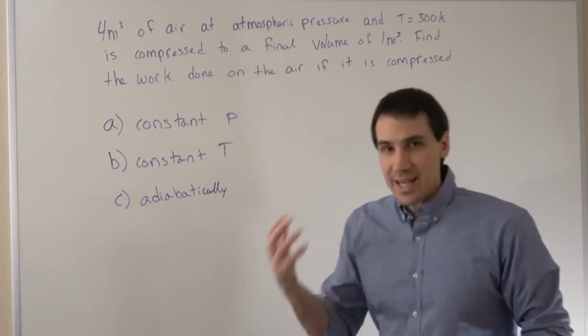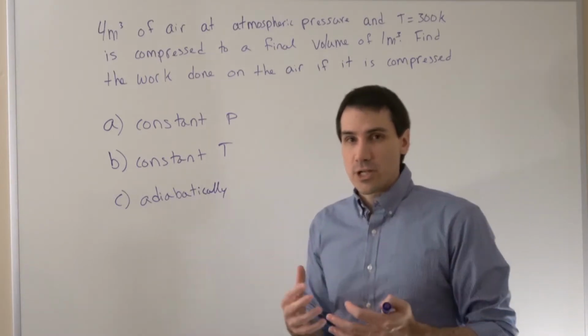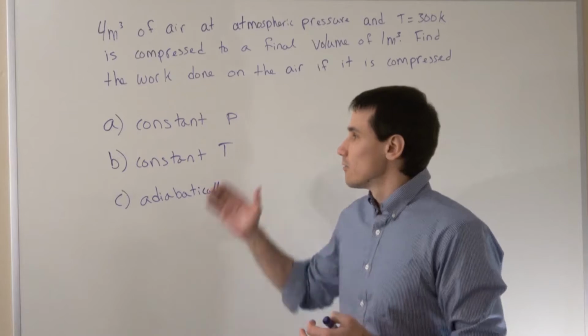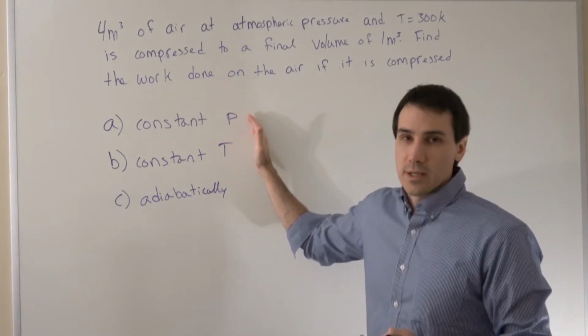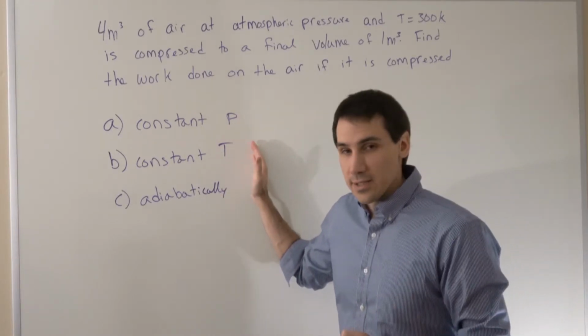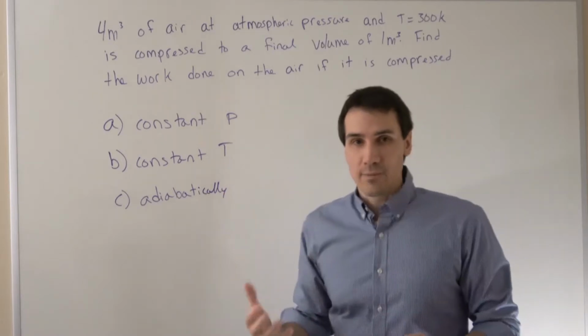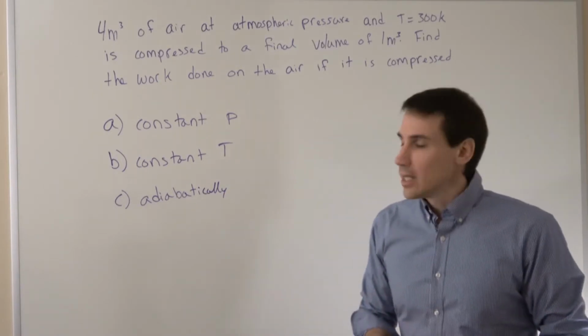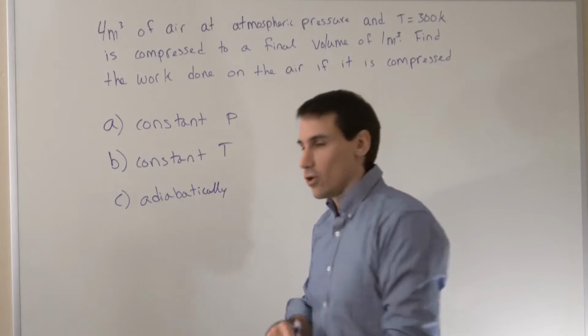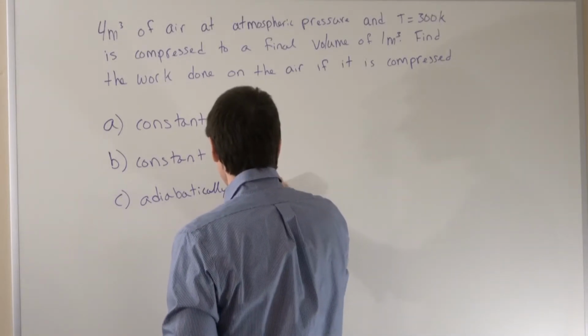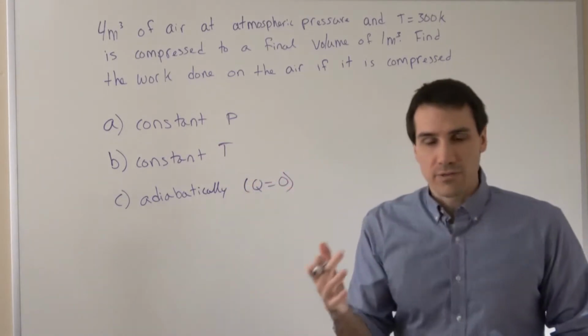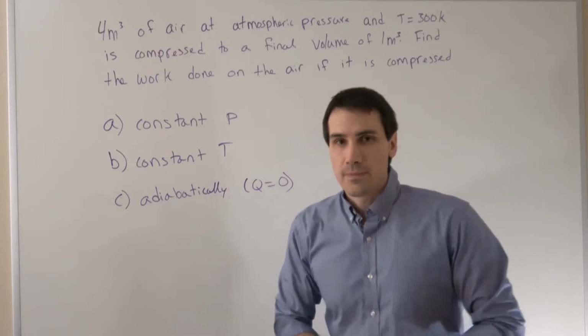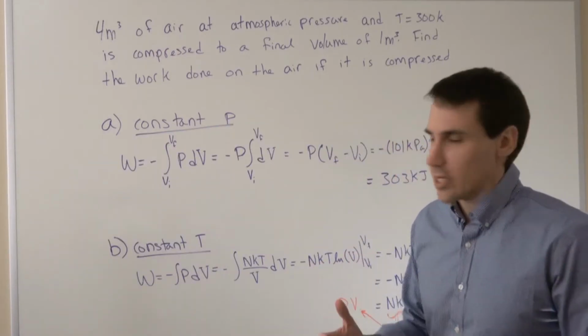Okay, and we're going to calculate the work that's done during this compression if we do it in 3 different ways. First, we're going to calculate how much work is done at constant pressure, then we'll try at constant temperature, and then we'll try adiabatic compression. And adiabatic, again, just means that no heat flows in or out of the system. So there's no heat flow. Begin by looking at the constant pressure case.